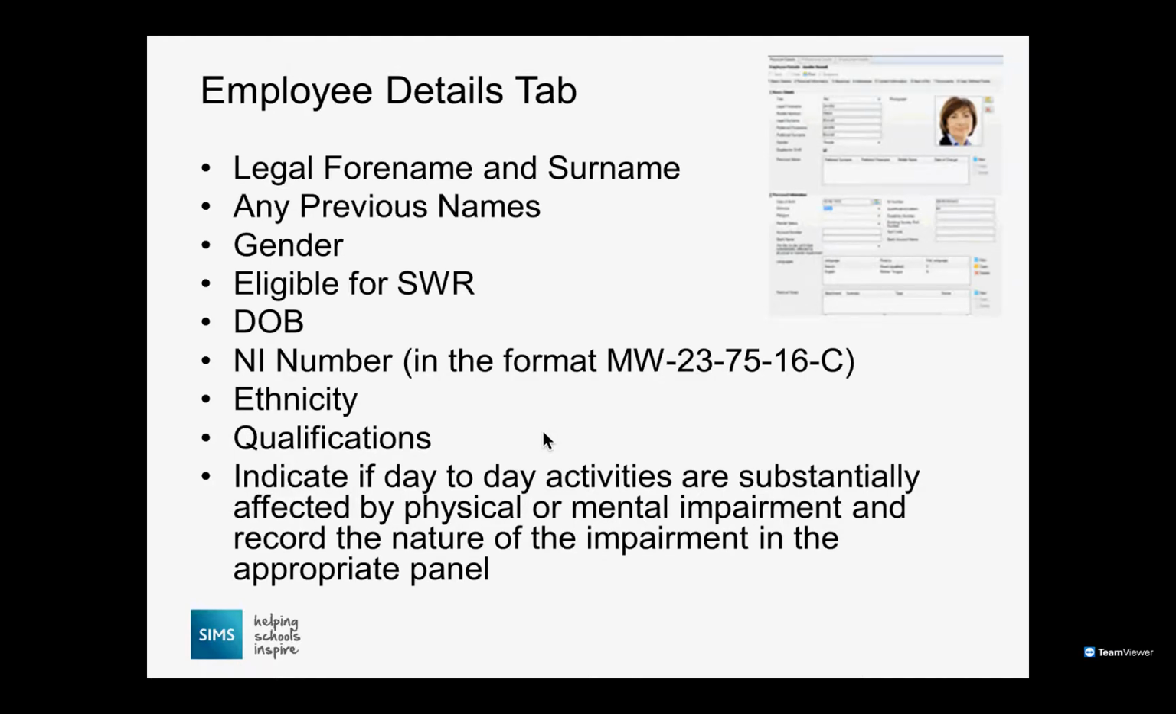We get date of birth, the national insurance number needs to be correct. There's an awful lot of people who don't type that incorrectly, to be perfectly frank. So make sure that's correct. The ethnicity of the member of staff, the qualifications, and they want to know if the day-to-day activities are substantially affected by physical or mental impairment. That needs to go on the employee details tab.